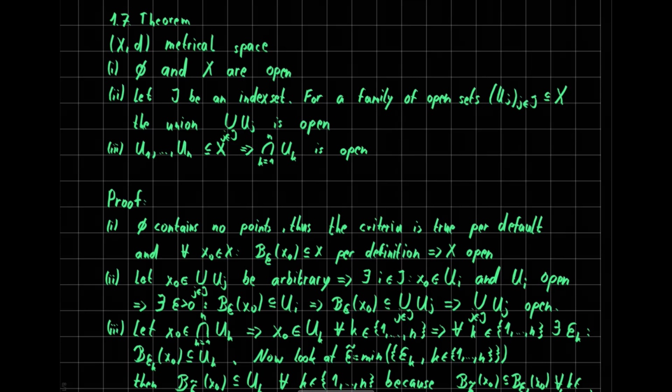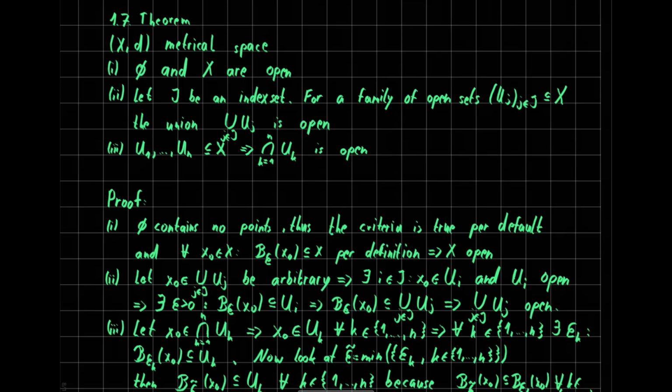Starting with the first point. The first point is basically true trivially because openness is a property of a set that only concerns its elements. So the empty set is open per default since it doesn't contain any elements, hence the property holds for all its elements. And X is open because for every point x0 in X, every open epsilon neighborhood around x0 is a subset of X per definition of open epsilon neighborhoods. Thus X is open.